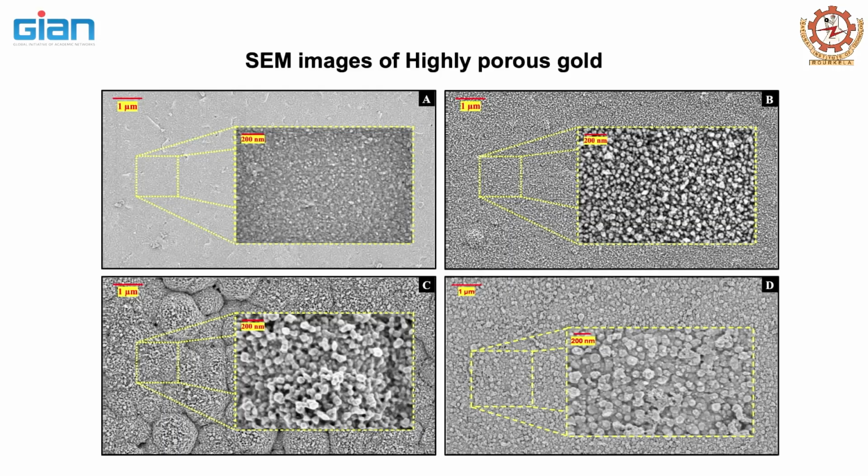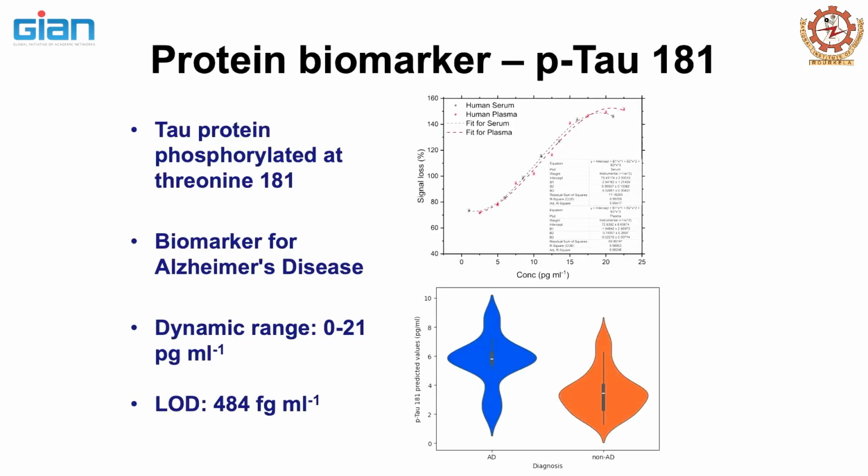All right, so here is the image of this highly porous gold. When you have a highly porous gold, you have a very high surface area to volume ratio, because within the same volume you've increased the surface area, and when you increase the surface area you increase the number of binding sites, and that's how you can increase the dynamic range as well. Okay, that's that.